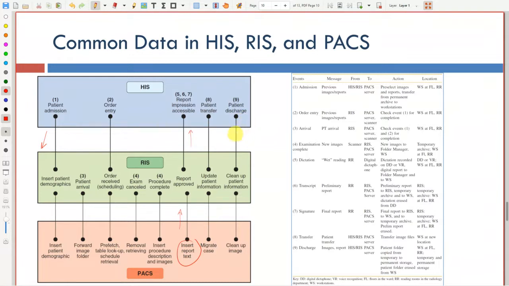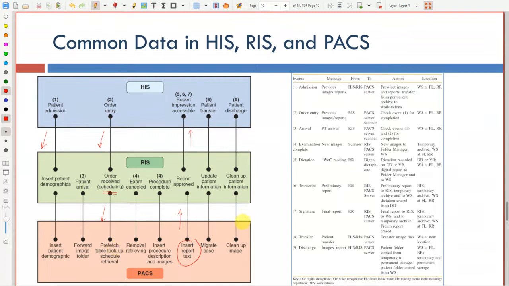Another one, maybe you can just go through the order entry, for example. Order entry means that the doctor prescribes a certain radiological procedure for the patient, okay? So you receive that order here on RIS and you do the scheduling here based on the order entry. And then this goes to the PACS where you prefetch a lookup table, and you retrieve the information of the patient and put it in PACS so that whenever the study is done, you have all the information of the patient so that the doctor can use it in the diagnostic procedure.